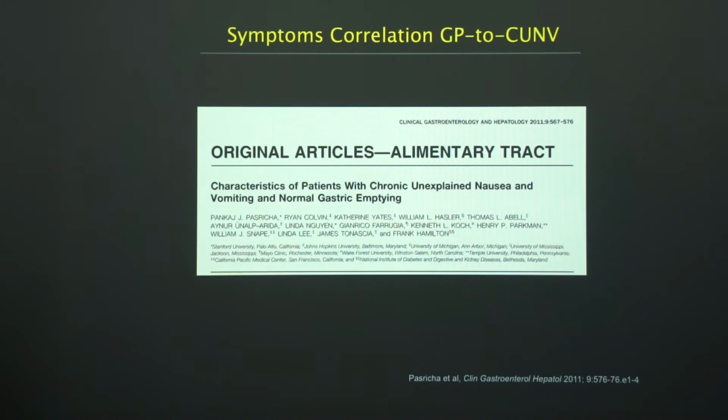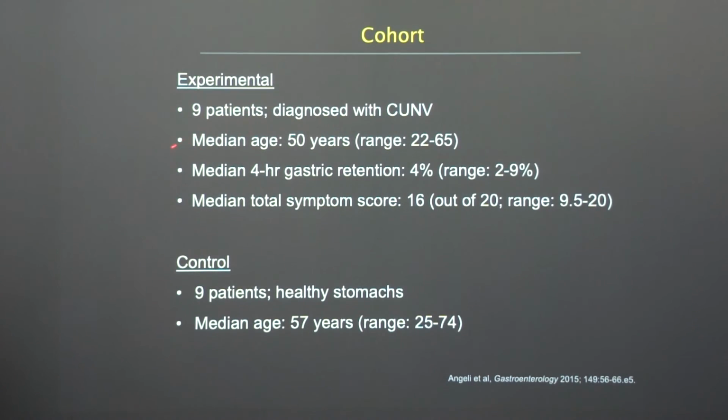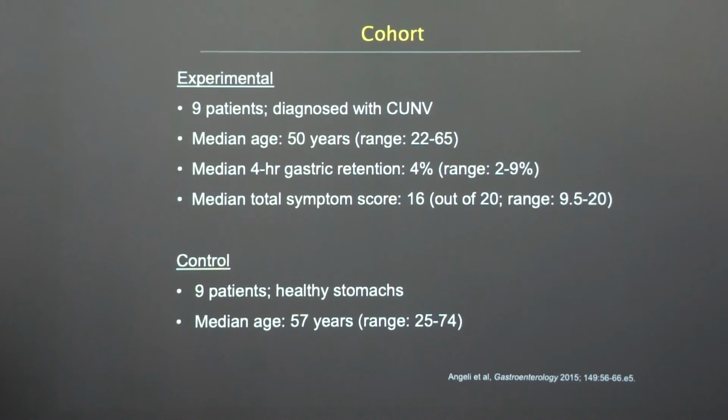but they exhibit the exact same symptomology of these very severely sick gastroparetic patients. So we were interested in investigating whether these patients also exhibited the abnormal electrophysiology that we had observed in the gastroparetic patients. In this case, our cohort was 9 patients, similar age range to the gastroparetic cohort, similar symptom score to the gastroparetic cohort, but you'll note that their retention was under 10%. Median retention was 4% in our cohort here.